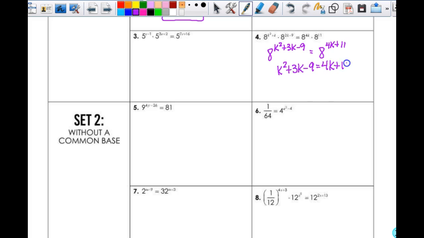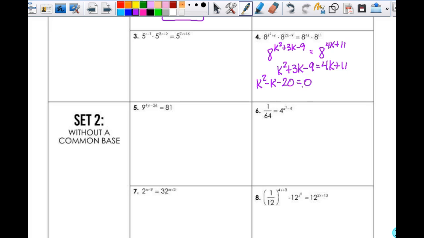So what kind of equation do I have? Quadratic. So I need to do what? Set it equal to 0. So this is my k squared over here. I'll move everything over to the left. So k squared minus k minus 20 equals 0.